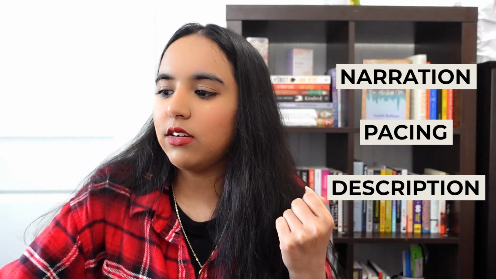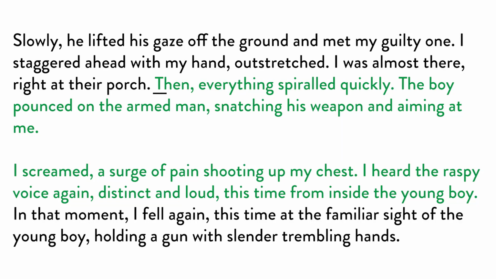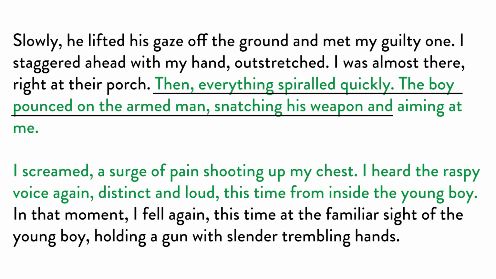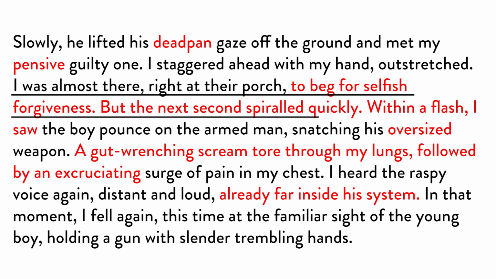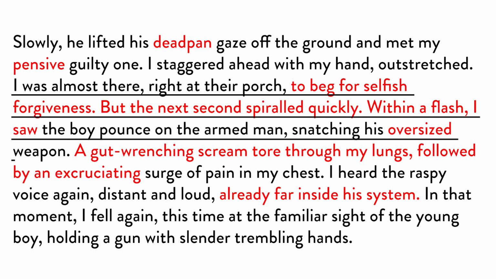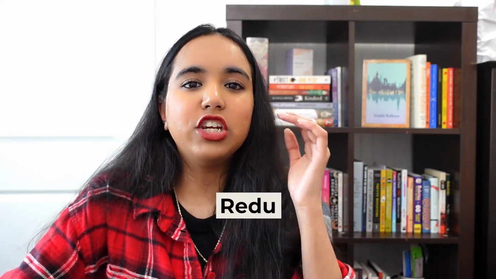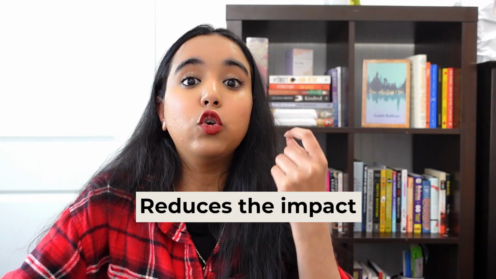Let me read that part again, which is, in the new version, then everything spiraled quickly. The boy pounced on the armed man, snatching his weapon and aiming at me. If you compare this sentence with the old version, which says something like, I was almost there right at the porch to beg for selfish forgiveness, but the next second spiraled quickly. Within a flash, I saw the boy pounce on the armed man, snatching his oversized weapon. I feel that the old version, although it does the job of conveying the action, it somehow reduces the impact because it's trying to give too many details.